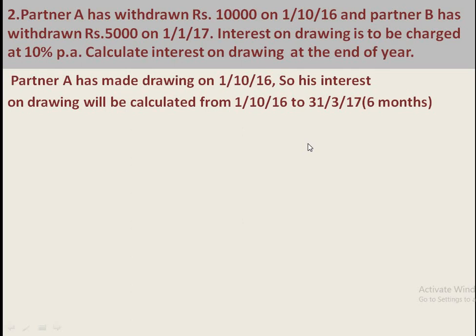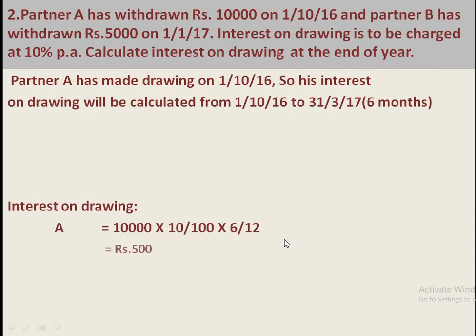His amount of drawing is 10,000. Rate of interest is 10%. So just check how we calculate interest on drawing of A. 10,000 is the amount of drawing, 10% is the rate of interest, P is 10, rate 10 and 6 months interest, so 6 divided by 12. Thus, his interest on drawing is rupees 500, which the firm will charge from him.